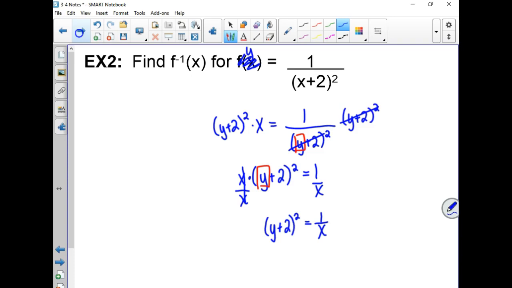Okay, so Levi, what would we do next? Good, we got to get rid of that square. And how do we get rid of a square? Square root. So we square root both sides. What have we got to remember when we square root both sides? Plus or minus. So put plus or minus square root of 1 over x.